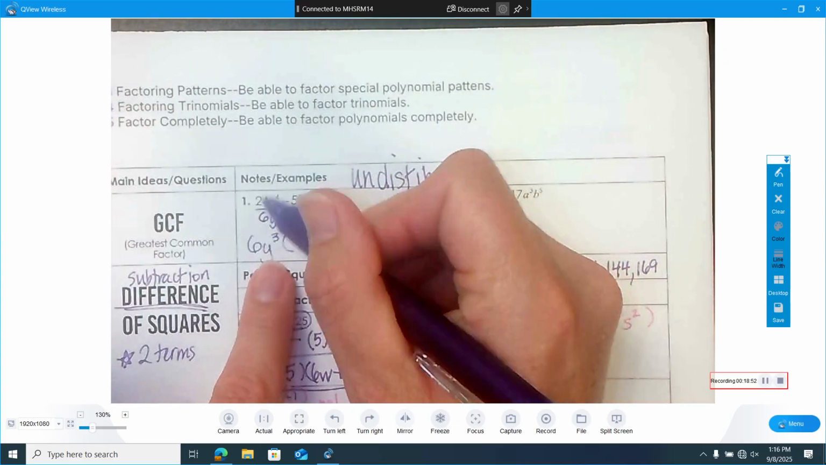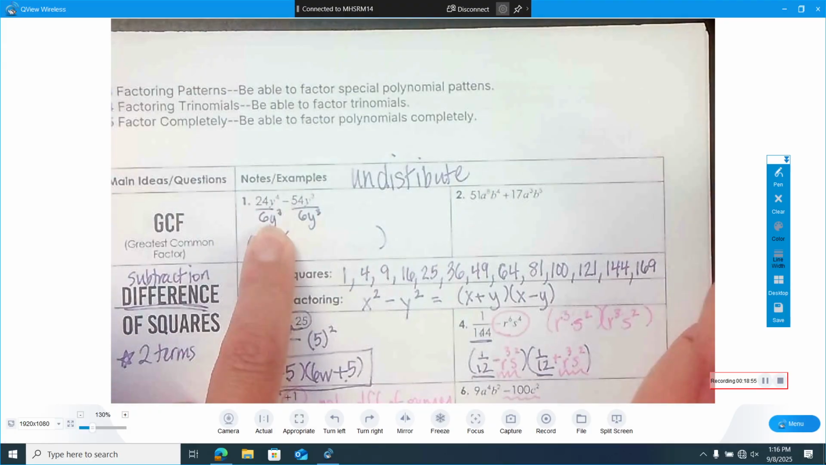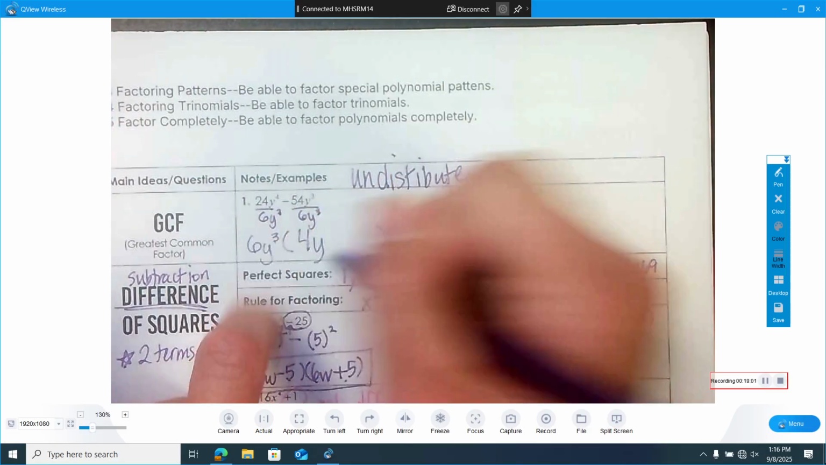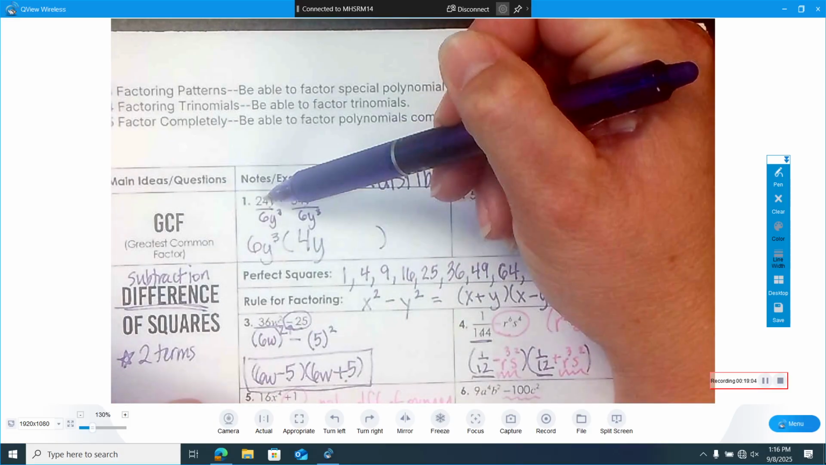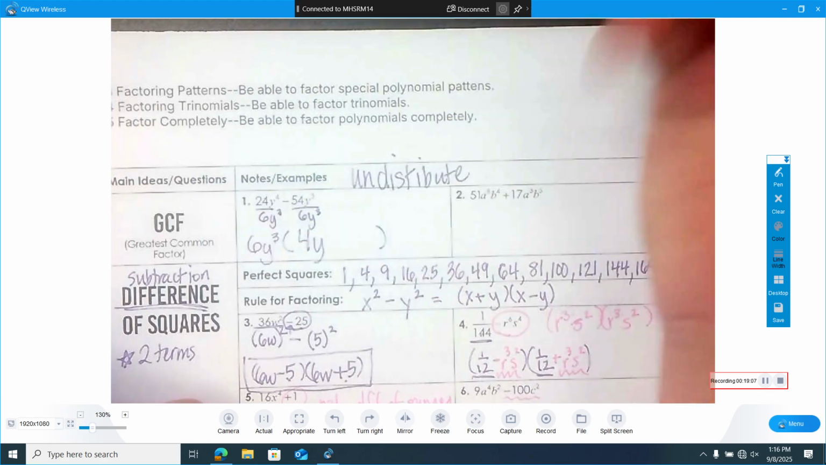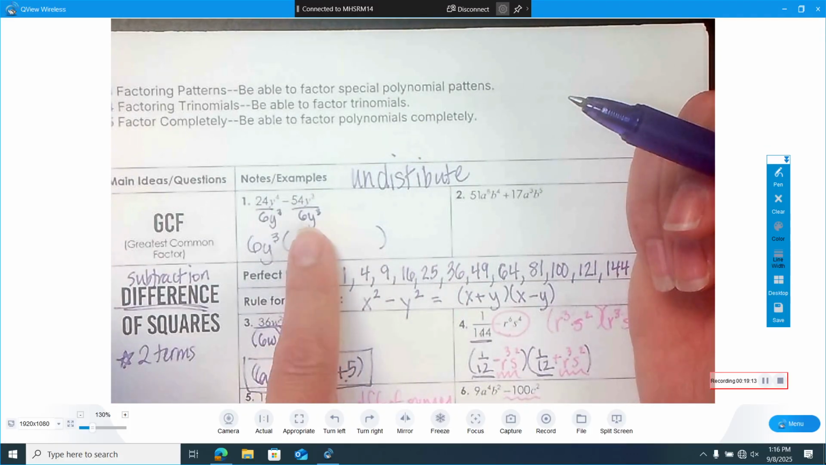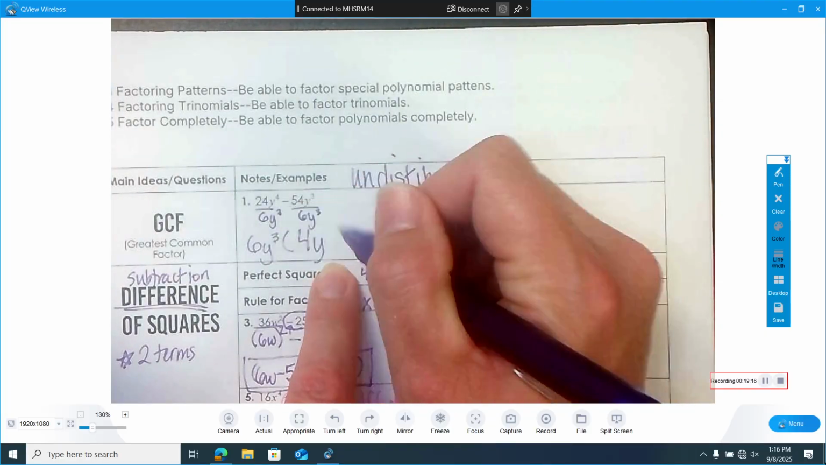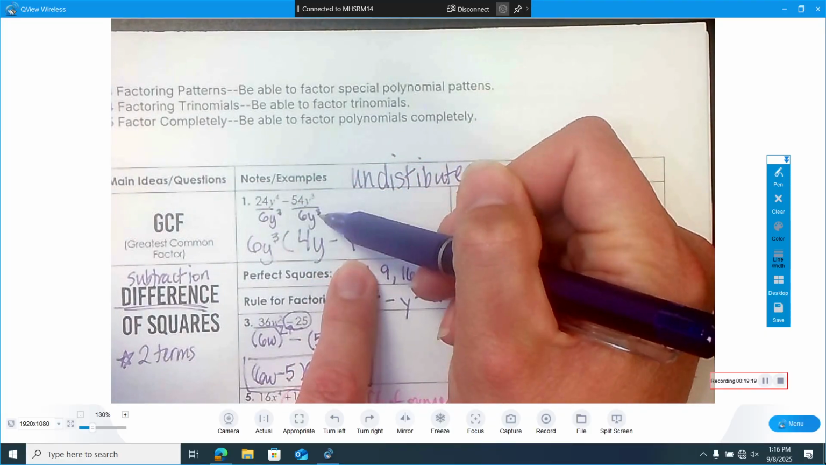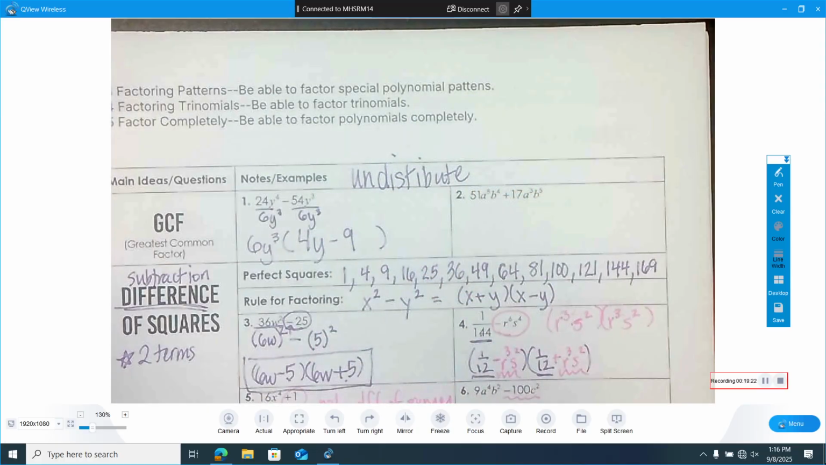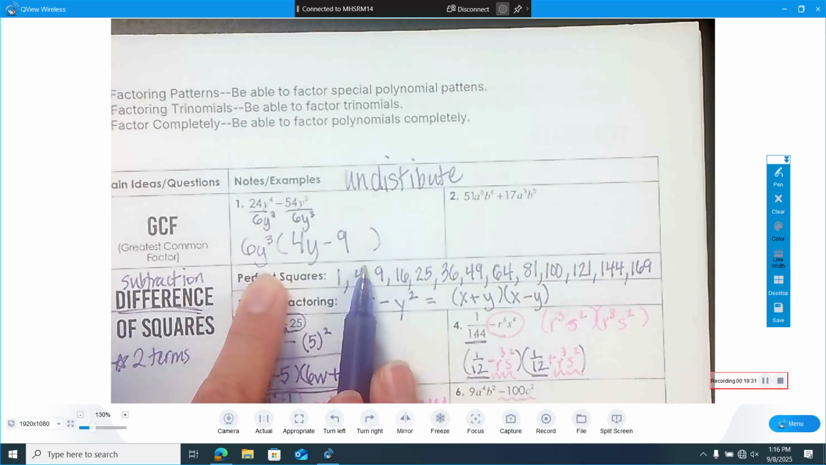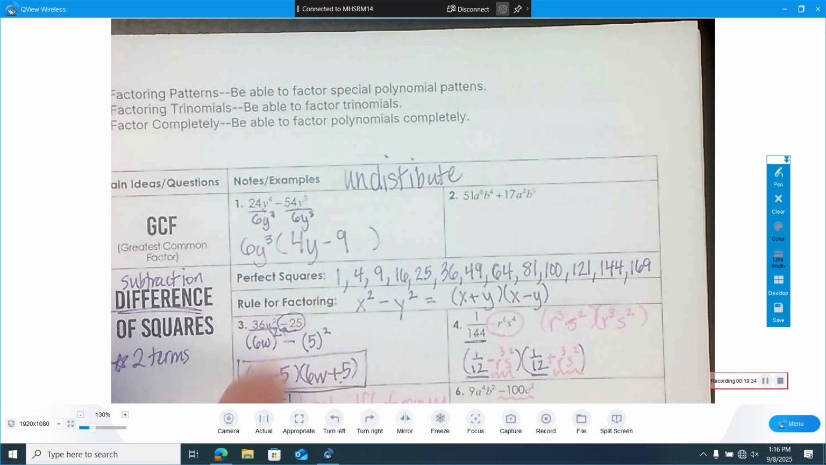So if I get rid of 6y cubed, what's left in the first term? 4y. Do you see that? 24 divided by 6 is 4. Y to the 4th over y cubed is y. This is why we had to do exponent rules. What about our second term? What's left behind? A negative and a 9. And what happened to y cubed over y cubed? It cancels out. We get y to the 0, which is 1. How do you know if you did this right? You should be able to multiply back. Distribute that back in.